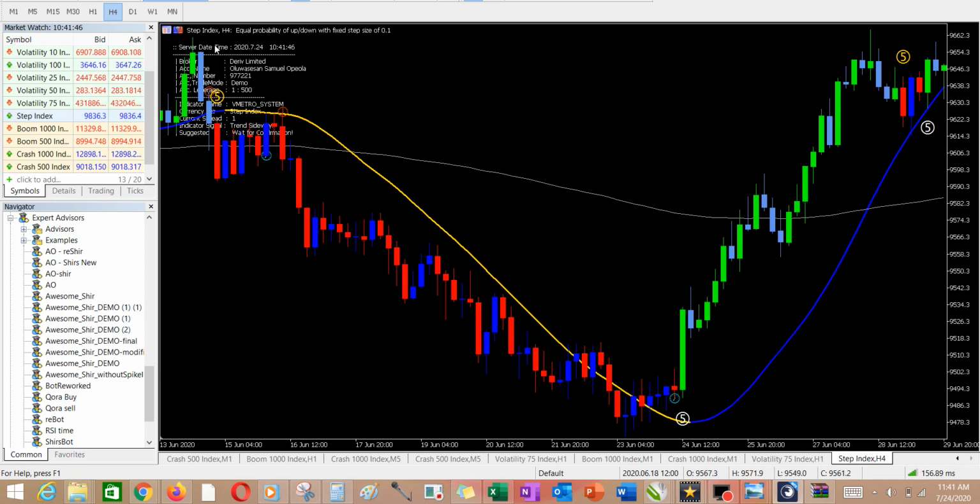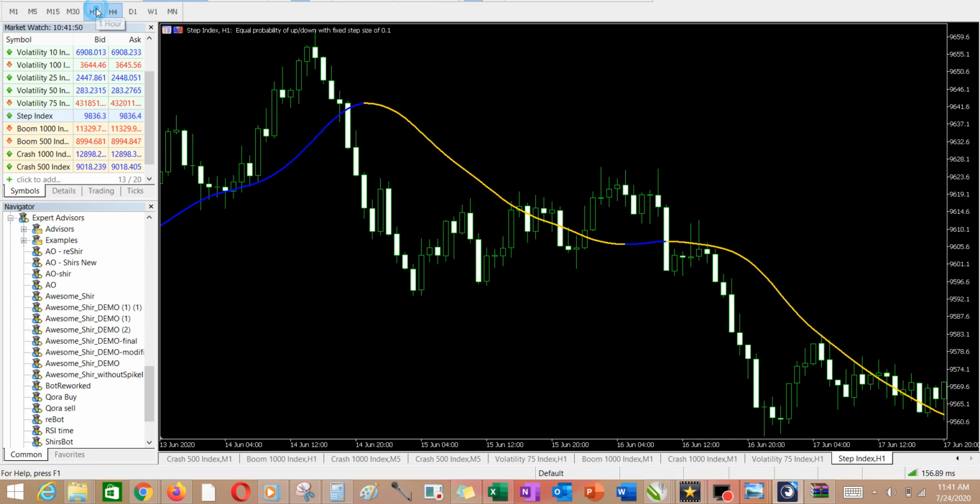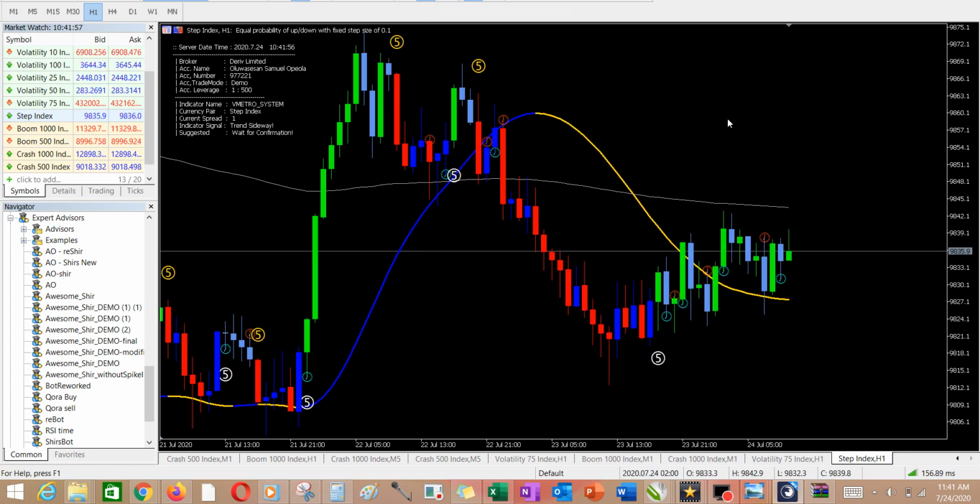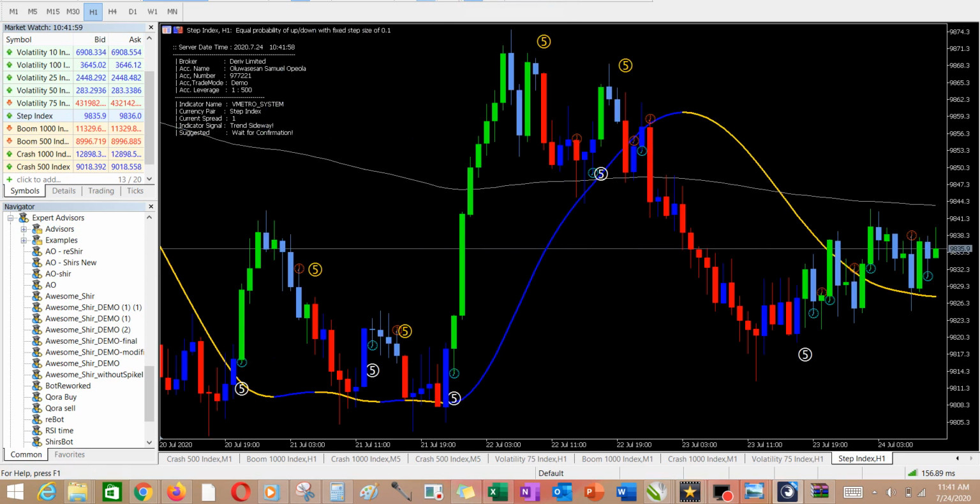If you want to have more trading opportunity, then we can come to H1. Okay, H1 will give us more trading opportunity because each of these candles is created within 1 hour. You can see within an hour, you can say if it is going to break out or not.